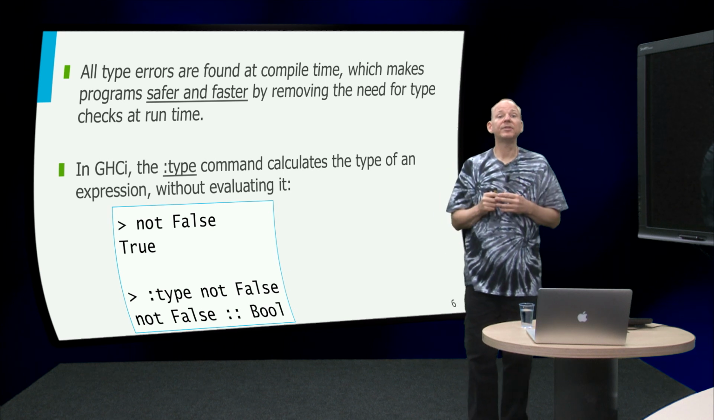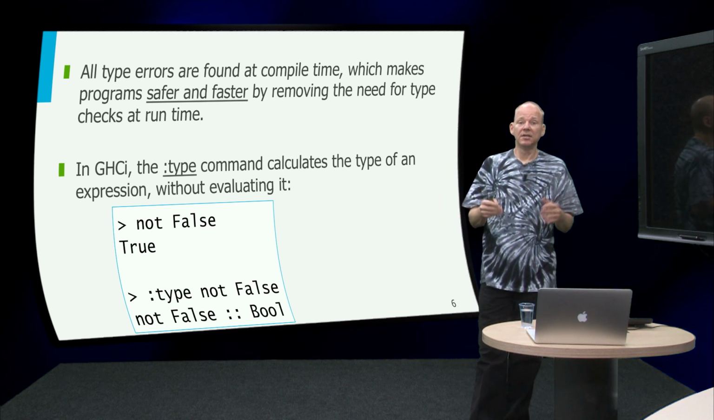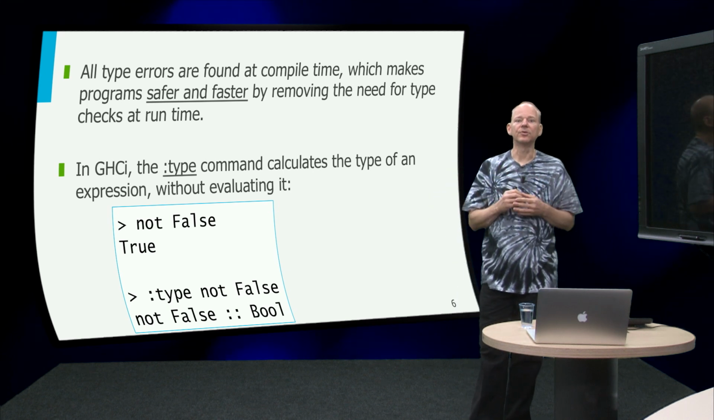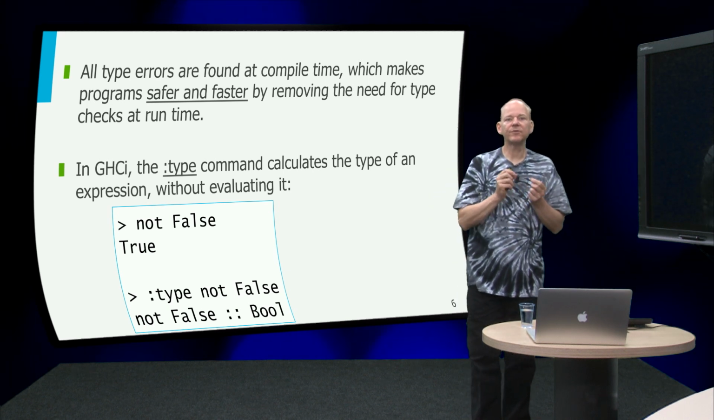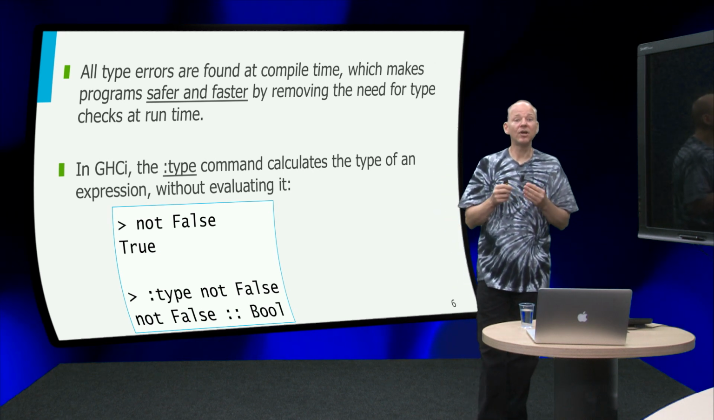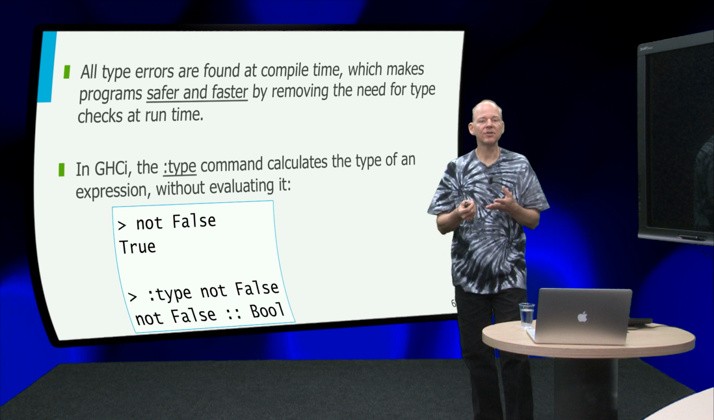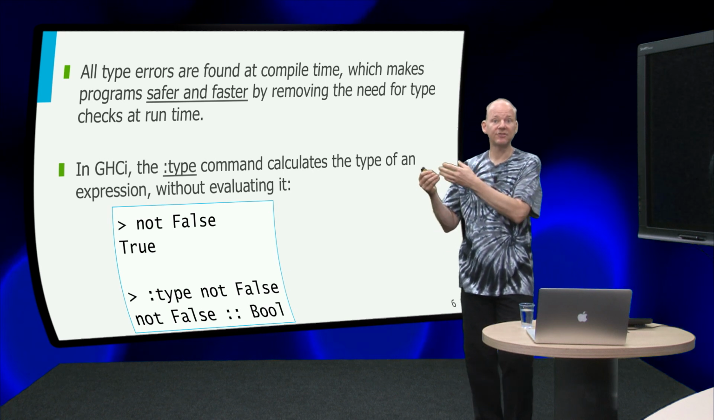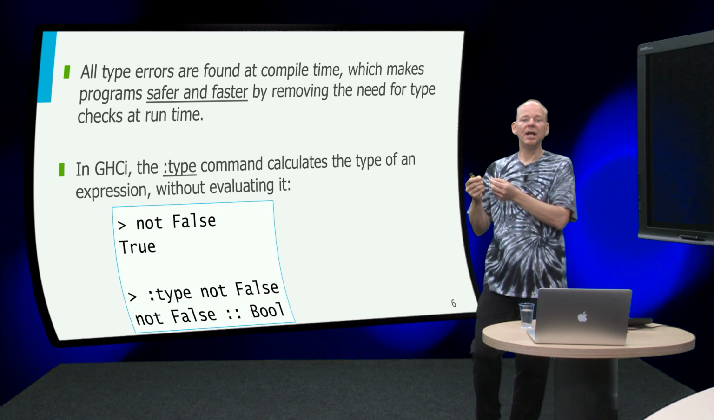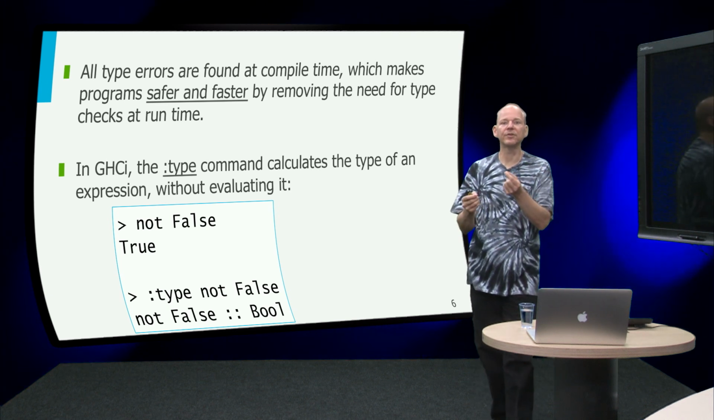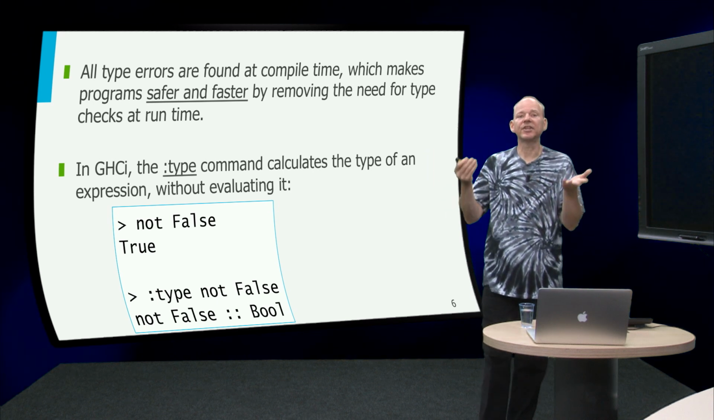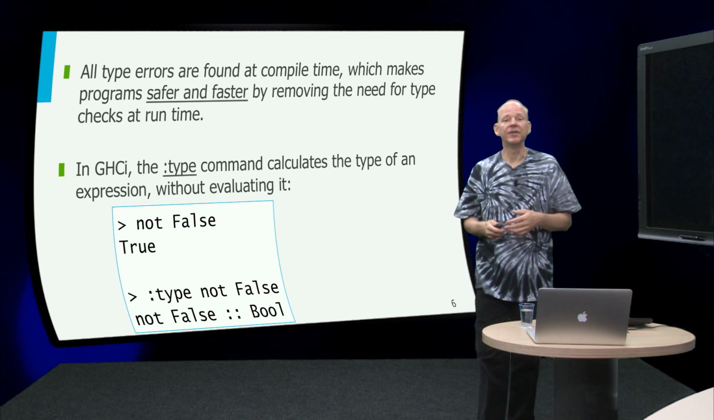So for example, if we type in not False, GHC will calculate the value of that, so not False equals True. But we can also ask for the type of not False, in which case it will not evaluate that expression, but it will just calculate its type. So the type of not False is Bool. And now we see that the value of not False is True, the type is Bool, so that's consistent. So GHC did a good job.